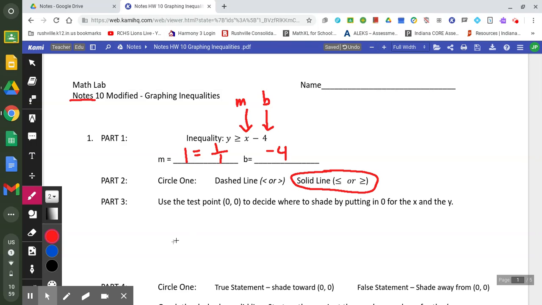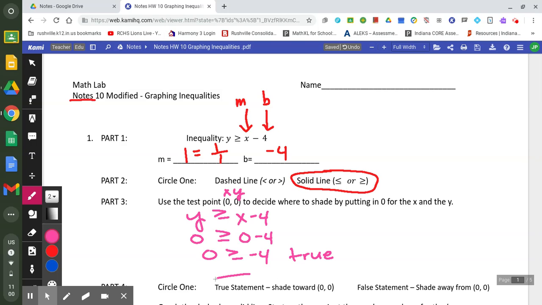So then I go back to my original inequality, which was y is greater than or equal to x minus 4. I'm going to put a 0 in for the x and a 0 in for the y, and that's going to tell me how I'm going to shade when I graph. So 0 is greater than or equal to 0 minus 4. So 0 is greater than or equal to -4. That is true because 0 is greater than all negative numbers. So when we shade, we're going to shade toward or over the 0, 0.